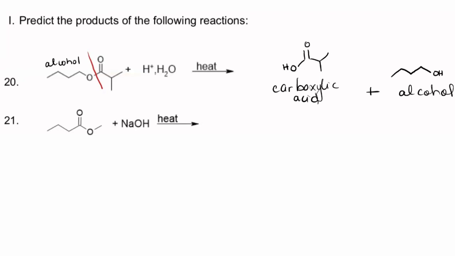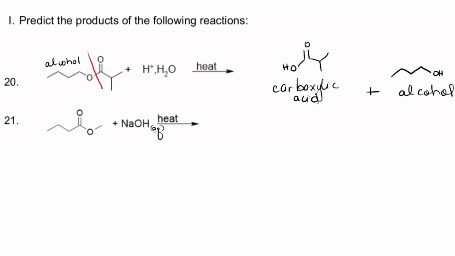Let's now proceed to do the base hydrolysis of an ester. In the base hydrolysis of an ester, remember that our base is going to be aqueous. And when we take our ester and we put it in strong base, which could be sodium hydroxide or potassium hydroxide, and we heat it, we're going to hydrolyze our ester.